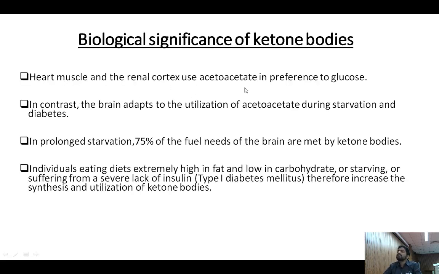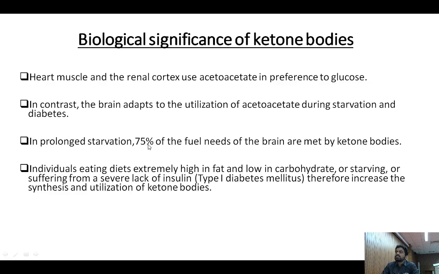Now heart muscle and renal cortex also prefer ketone bodies over glucose. In contrast, see here what is written: heart muscle and renal cortex, like kidney and heart muscle, prefer ketone bodies for energy production, but the brain has to adapt. Basically the brain is forced to use them. The brain does not prefer ketone bodies. It still prefers glucose, but it is forced to use ketone bodies during starvation, and in diabetes also. We will see the diabetic ketoacidosis clinical condition.